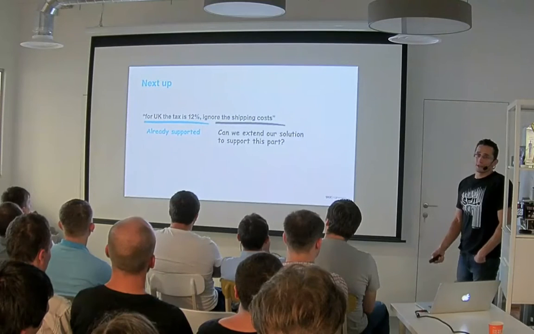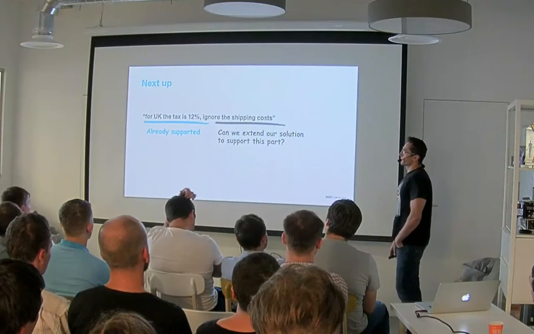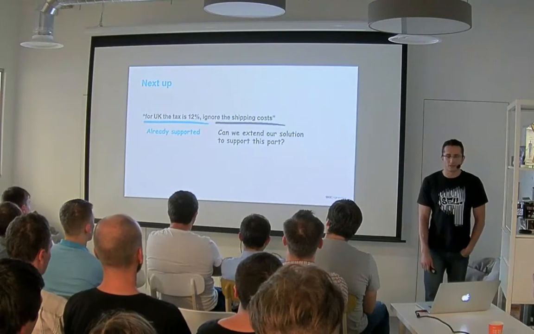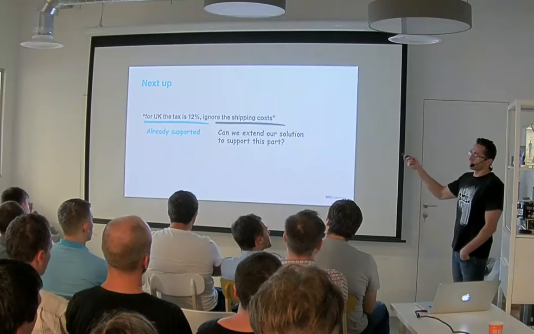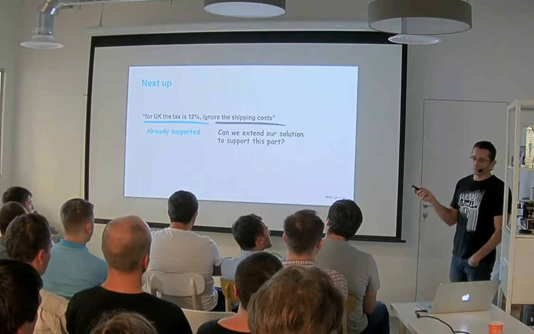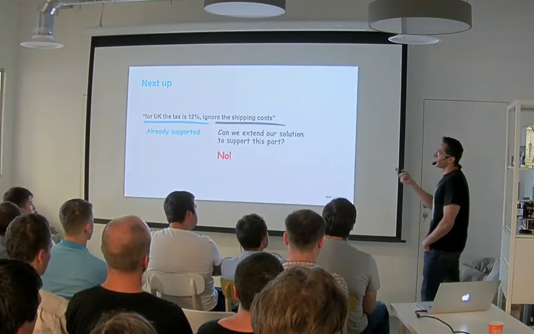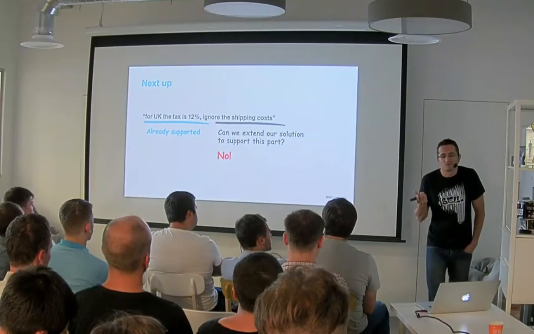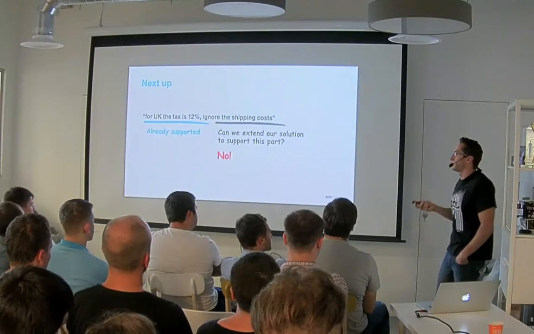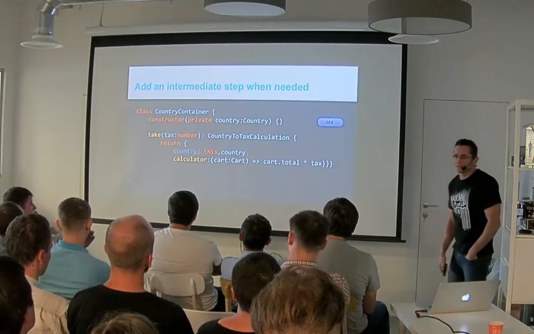So the first one is done, only 3 to go. We already support the first part of the sentence: for UK, the tax is 12%. The question is, can we extend our solution to support the second part, ignore the shipping costs? Unfortunately, no, because by the time we finish evaluating the first part of the sentence, we are left with only a simple number. We can't extend our vocabulary using a simple number. So we will need to add an intermediate step.